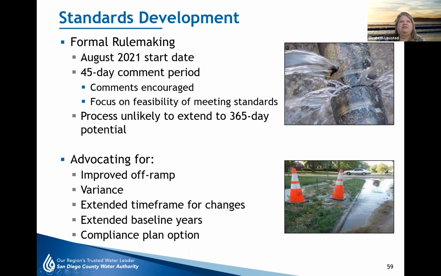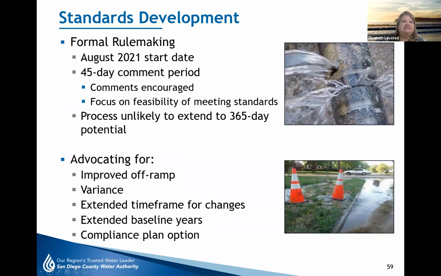Just looking at standards development, again, the formal rulemaking has been pushed back a lot. So the current date that we have is August of 2021. It had been June. That's kind of why we planned to start this at this point, because it was supposed to be starting in June, but it's now pushed back to August. When that formal rulemaking starts, there's going to be a 45-day comment period. We're really encouraging people to comment on this. The state board has been most responsive to individual agencies saying these are our specific problems. Focus on the feasibility of meeting the standards. We think once they start that rulemaking process, it's probably not going to last an entire year. It'll probably be shorter than that.